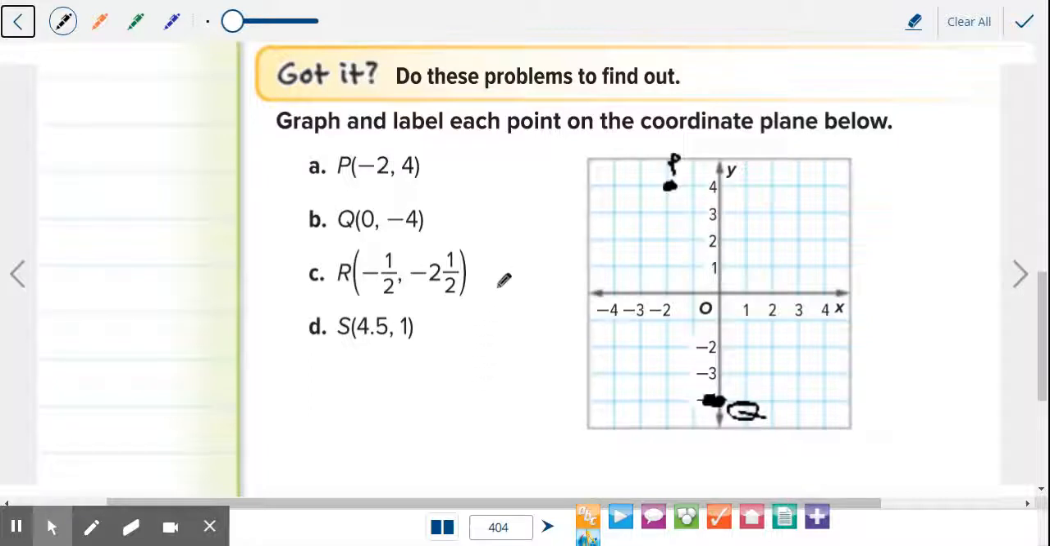Okay, point R, we have -1/2 and -2.5. Okay, so this one, yes, they're going by ones, but even with fractions, we can do this. Okay, so if we're at 0, -1/2 would be right here, right in between -1 and 0. Okay, then -2.5, we have to go down, and we go right in the middle of that square right there. So that'd be point R.